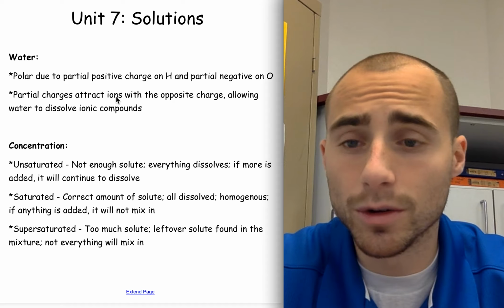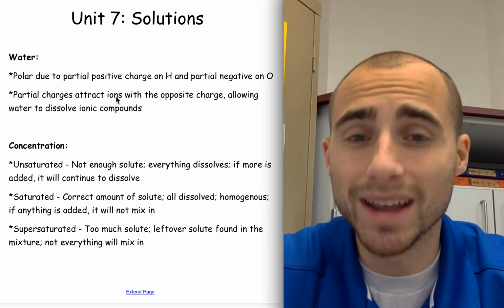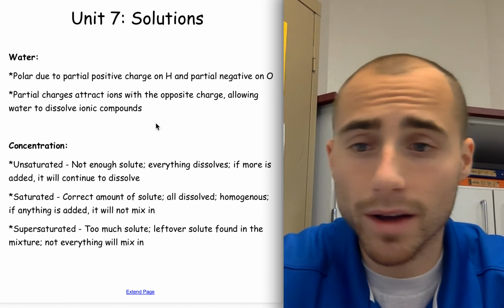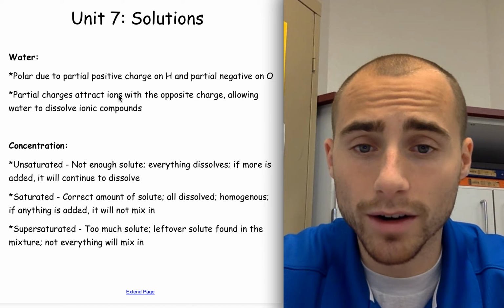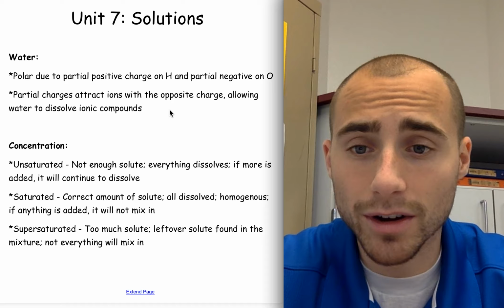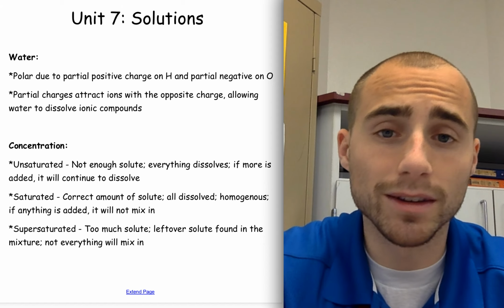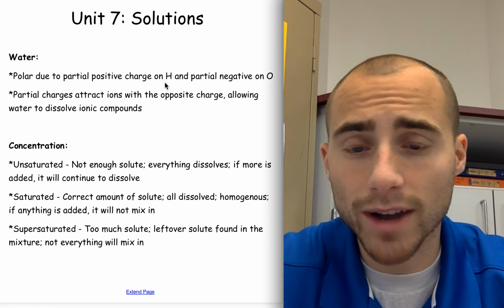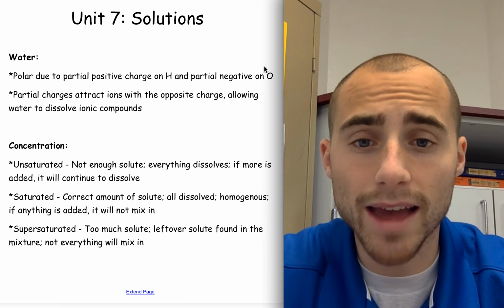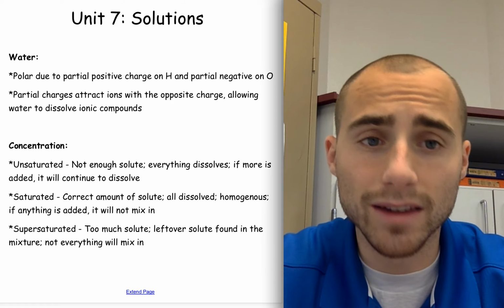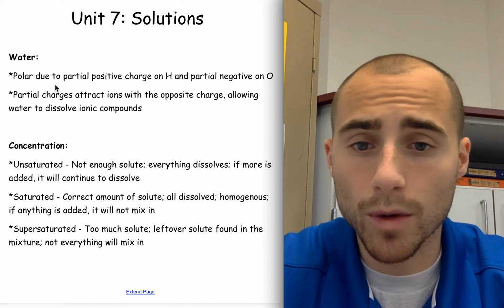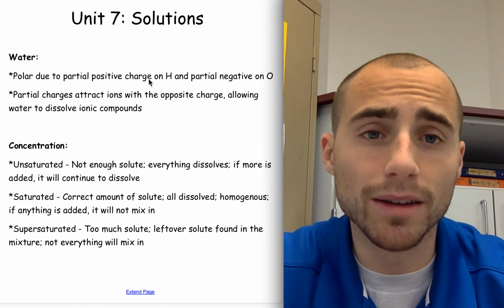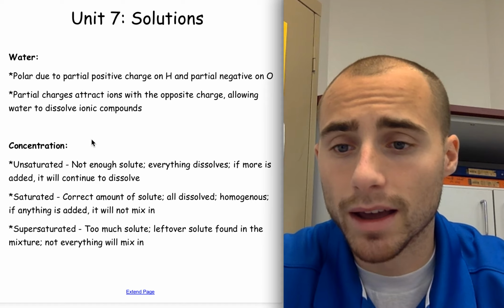What that allows water to do is become a universal solvent, meaning it can dissolve almost any ionic compound. The reason it can dissolve an ionic compound is because the partial charges on water attract the ions of the opposite charge. So if you put in salt, you have Na, which is positive, and Cl, which is negative. The hydrogen would attract the Cl, the oxygen would attract the Na, and it would cause that NaCl to break up and dissolve. So that is why water is able to dissolve ionic compounds. And polarity is what gives water its unique abilities.